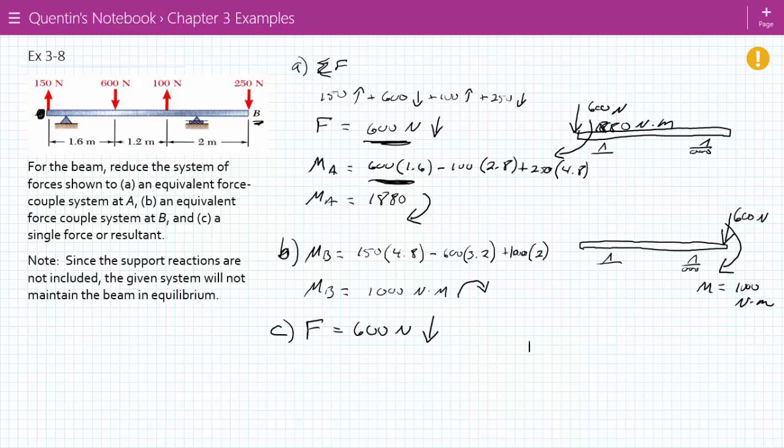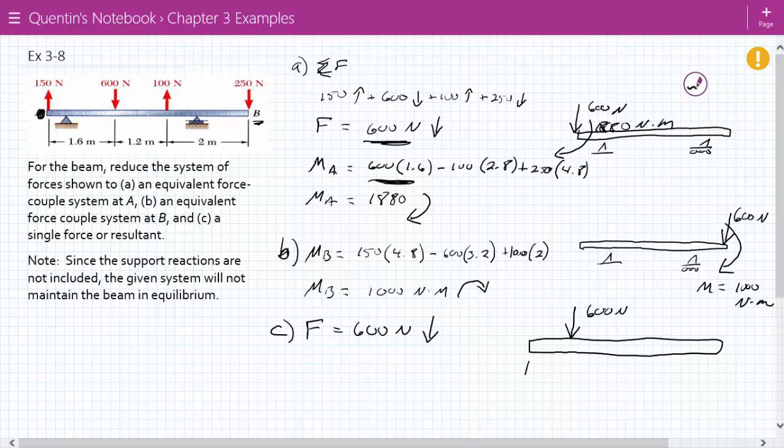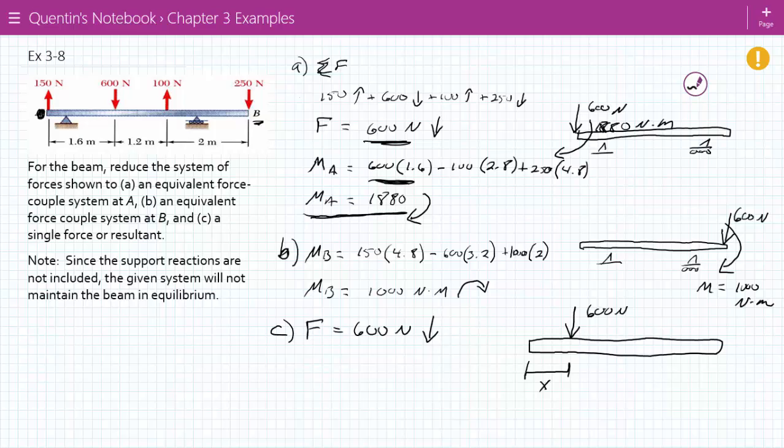So what we're saying is you have this beam now, and we're going to put a single force of 600 newtons at some distance x, this is really poorly drawn scale-wise, that makes it equal to the other system. Well, we can take either of our previous two answers. Just for giggles, let's take the one at point A. So I can scroll this up a little bit.